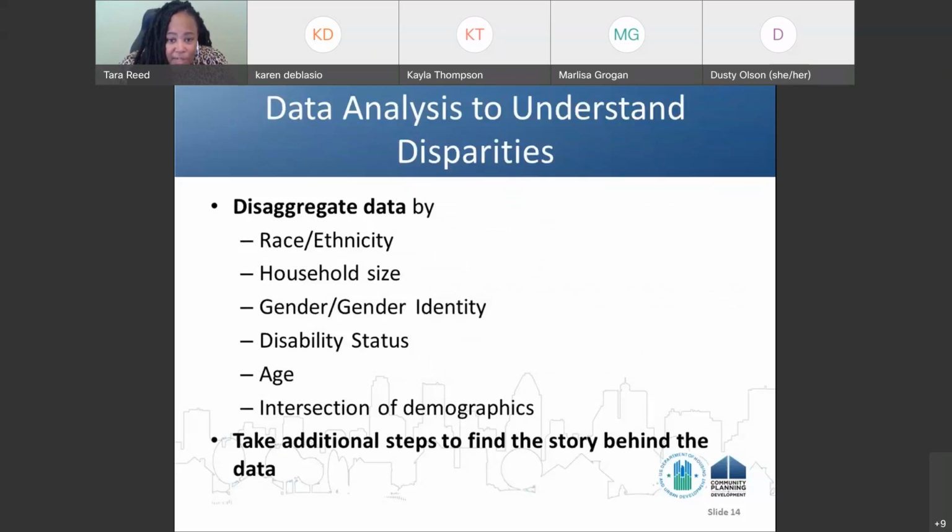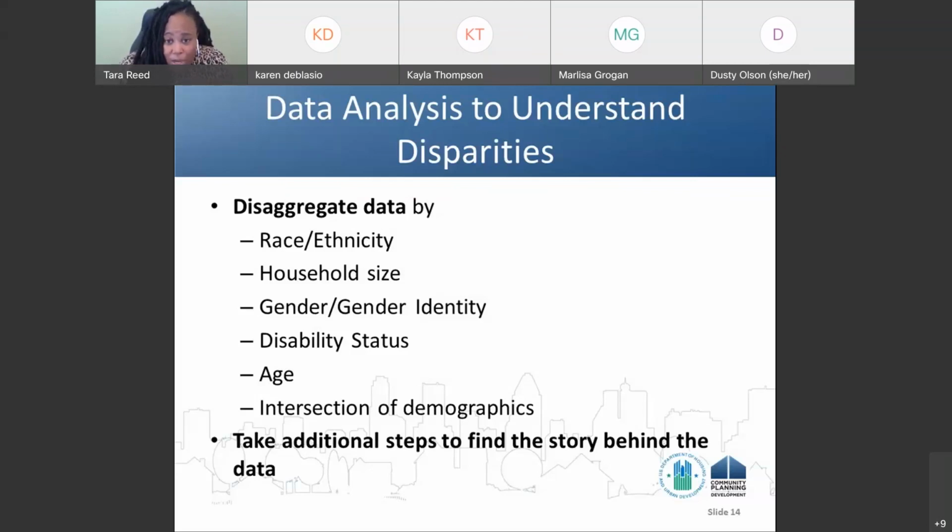Once you have compiled your team of community stakeholders, people with lived expertise, and partners, review your data and assess the current system's total numbers, components, and participant flow to gain a community-wide understanding of how the system is currently functioning. Then, disaggregate your data or break it down by subpopulations to look for disparities and look for gaps. Look at race, ethnicity, gender, gender identity, household size, disability status, and age. Don't forget to also look at the intersection of the different demographics as well.